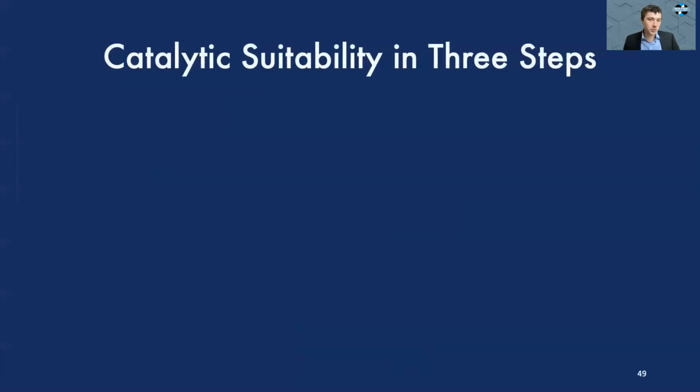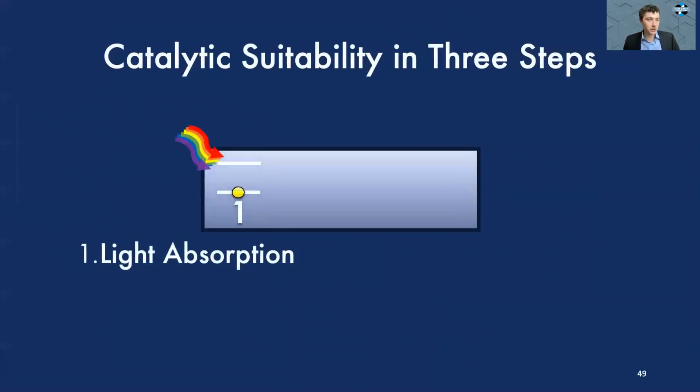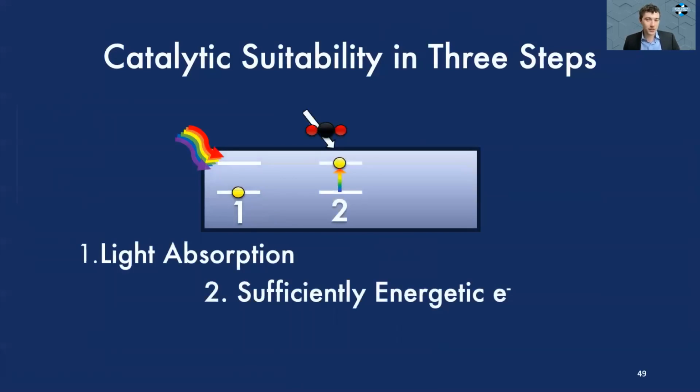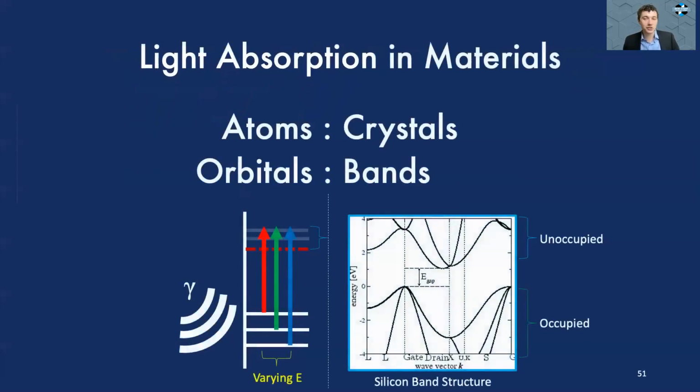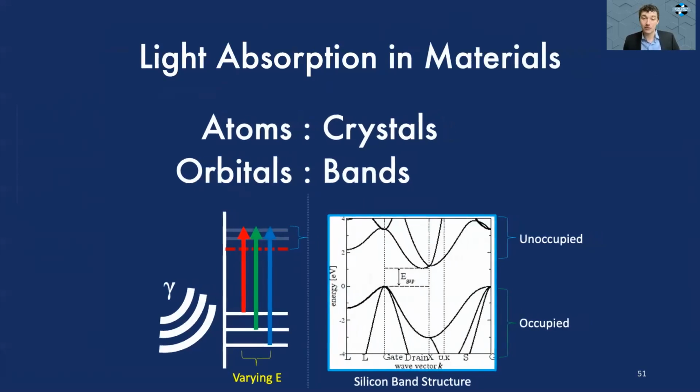The three ways in which we predicted catalytic suitability were by studying the light absorption, checking to see if the excited electrons had the right energy, and then looking at the binding energy of the reactants. To start with the light absorption, if you remember from high school chemistry that atoms have occupied and unoccupied electron orbitals with a limited set of energy levels, just know that materials in a periodic arrangement, or crystals, have a set of bands with a similarly limited set of energy levels.